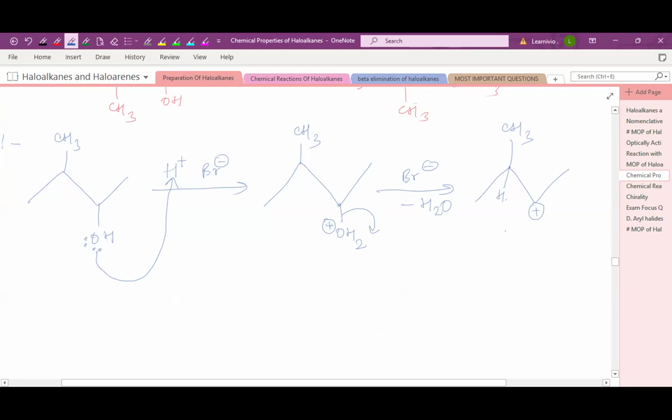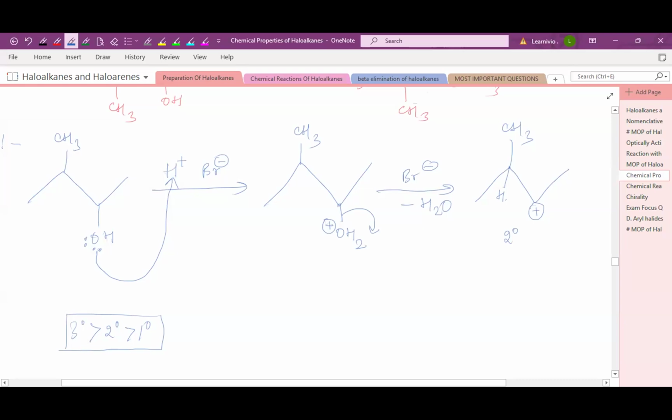This is the secondary carbocation. You know very well that tertiary carbocation is more stable than secondary, and secondary more than primary. Tertiary carbocation is the most stable. So if it has an option to attain more stability by rearranging itself through some shift, it will convert to the tertiary carbocation, because tertiary is more stable than secondary.